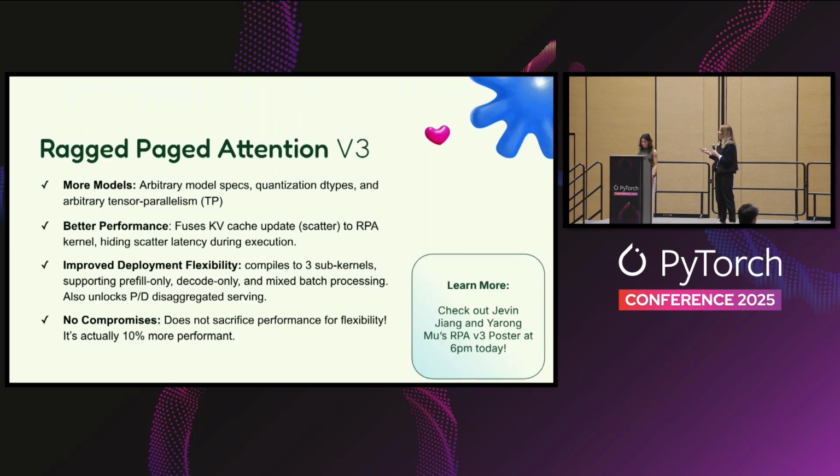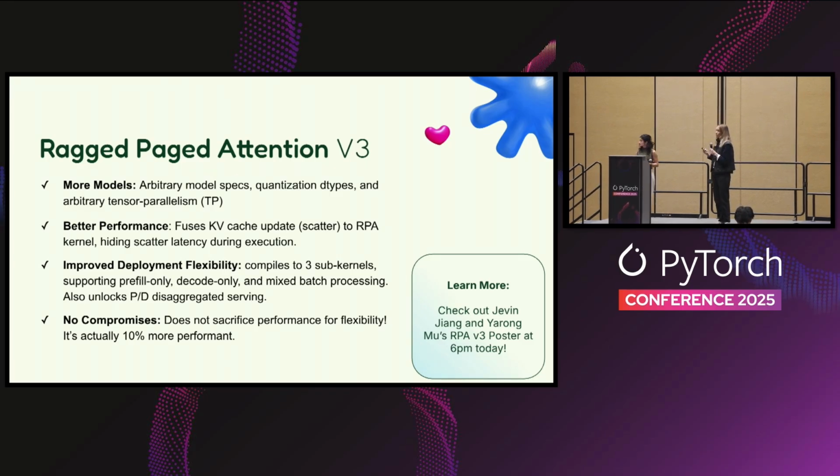And then ragged page attention, this really unlocked for us. There were a couple of really important design decisions that were made, particularly fusing the KV cache management operation, so the scatter op, with the ragged page attention kernel. And this completely eliminated the scatter latency in the RPA kernel, which dramatically improved performance.